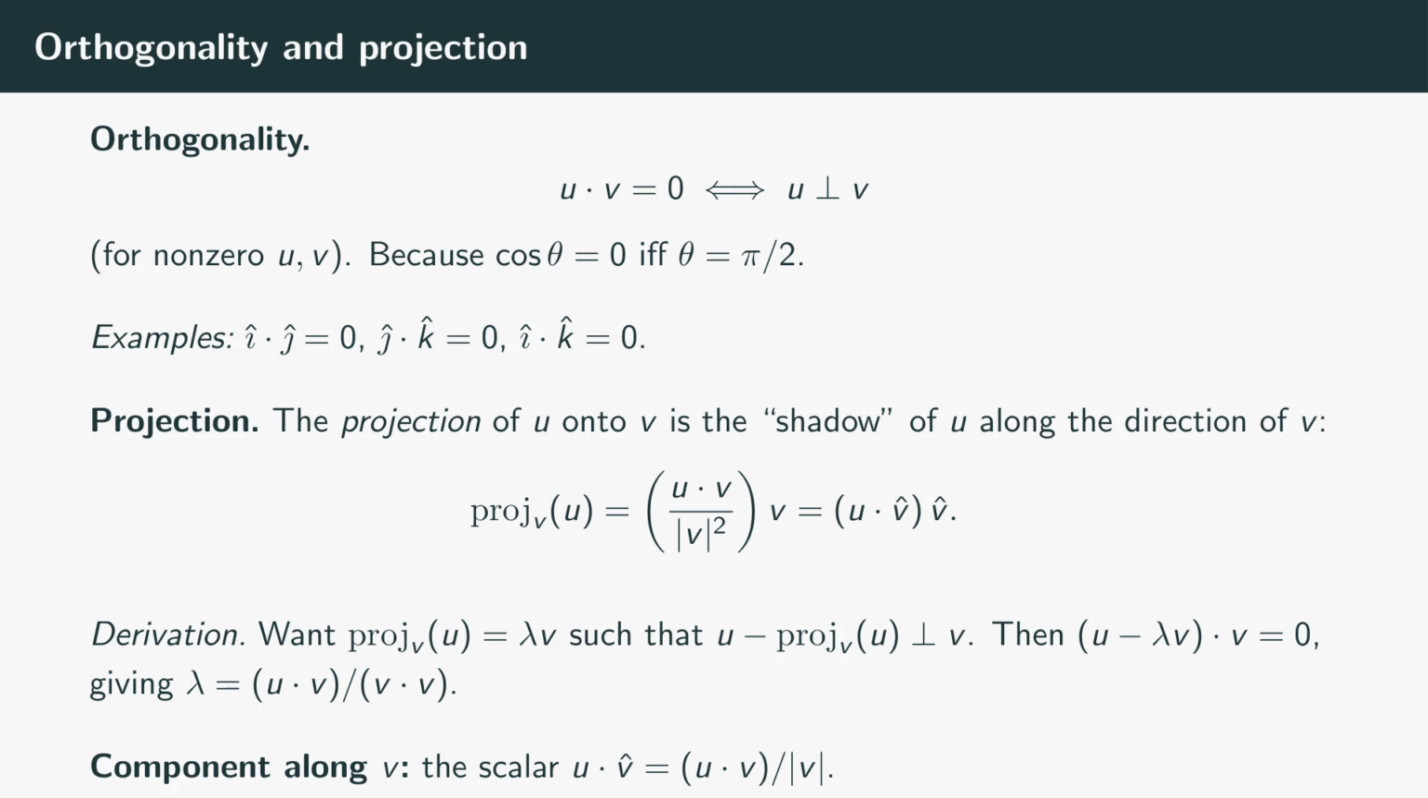The perpendicularity condition, u minus lambda v dotted with v equals 0, expanded with bilinearity, gives u dot v minus lambda times the magnitude of v squared equals 0, hence lambda equals u dot v over the magnitude of v squared. Putting it back, the projection of u onto v equals u dot v over the magnitude of v squared times v, a clean coordinate-free formula. If you first normalize v to v hat, the formula simplifies to u dot v hat times v hat, with the scalar coefficient u dot v hat called the component of u along v. Projection will return in episodes on planes, on linearization, and on the gradient.